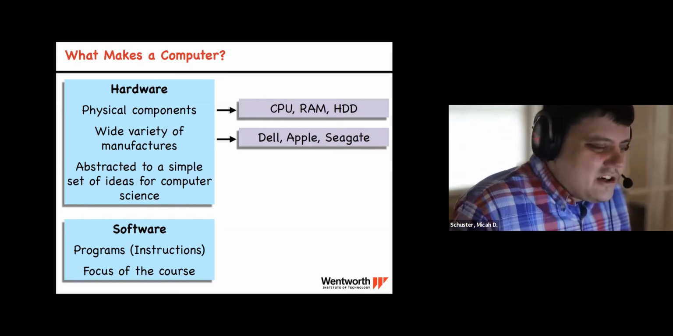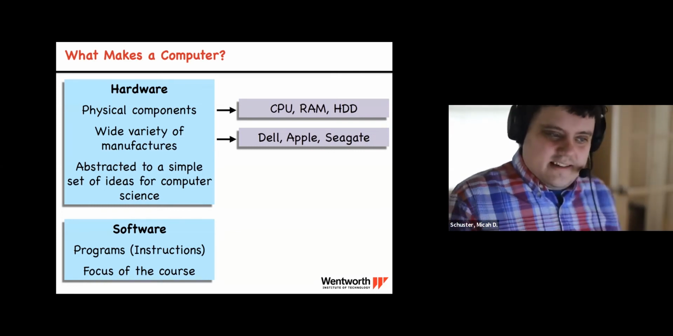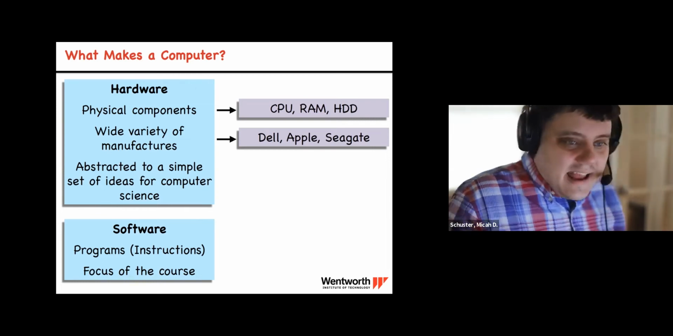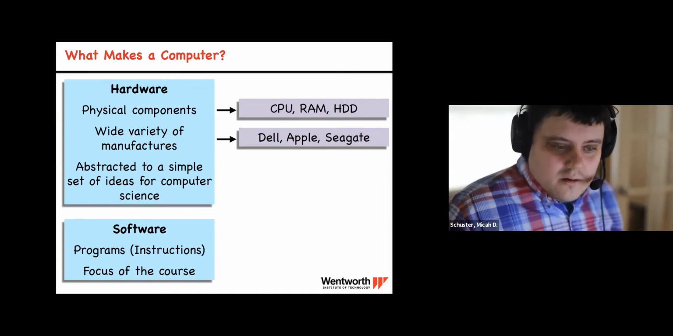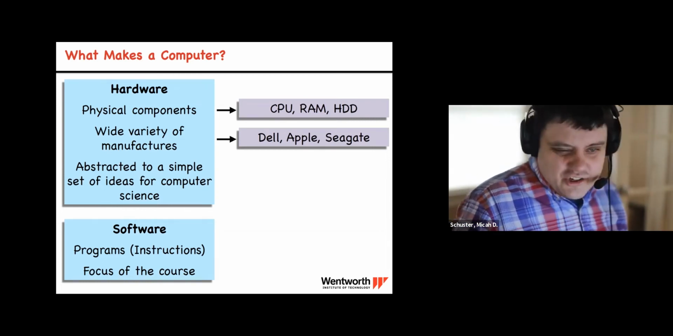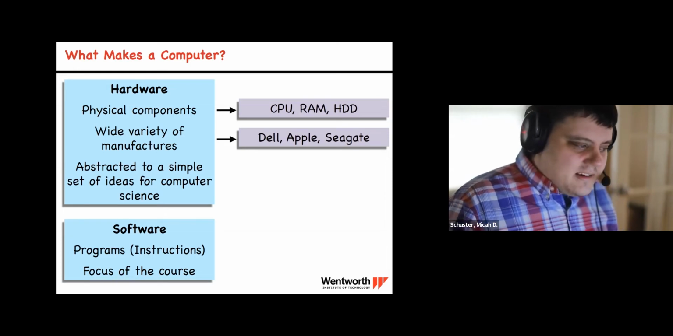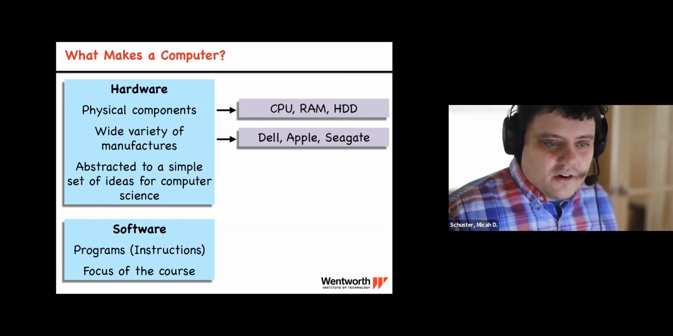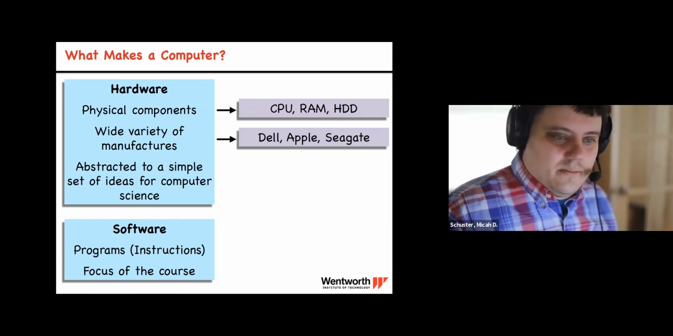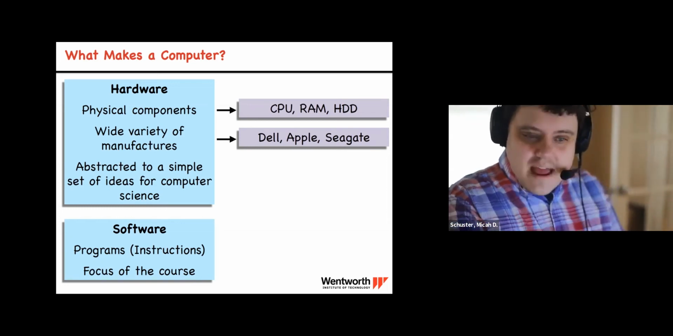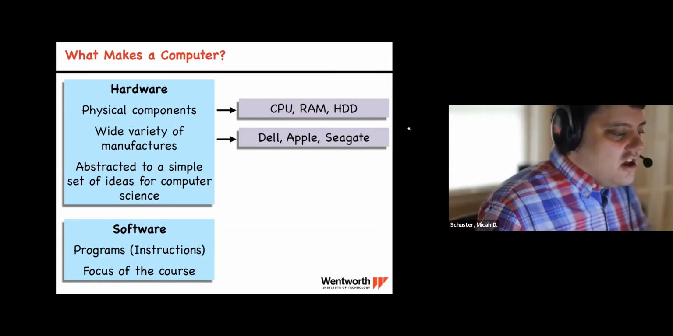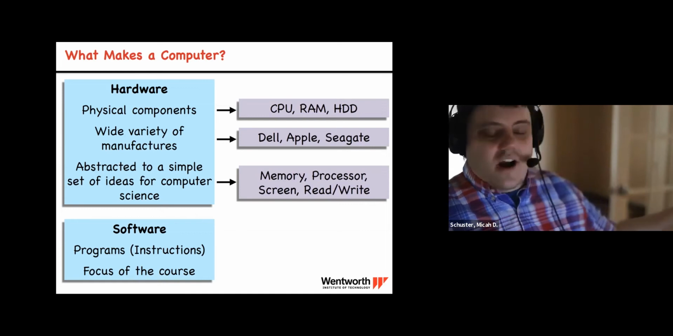I guess the big question is then, does it really matter if you have a Seagate hard drive versus a Western Digital hard drive? And typically the answer is no. One might have certain features that another doesn't, but as software programmers at the CS1, CS2 level, it doesn't really matter who manufactured the components that your computer contains. So we think of this in an abstract way.